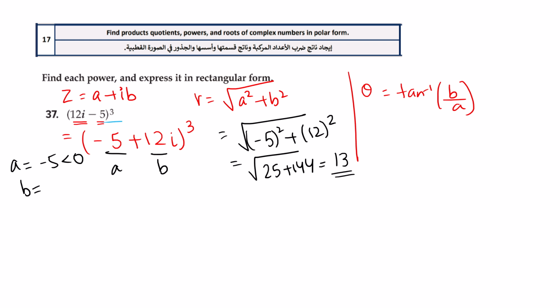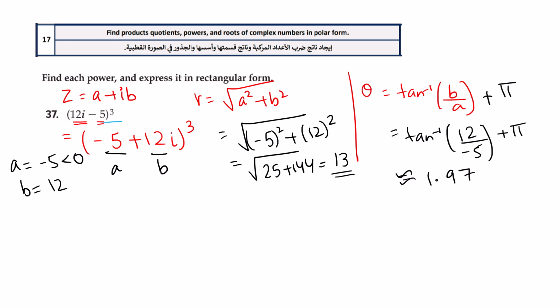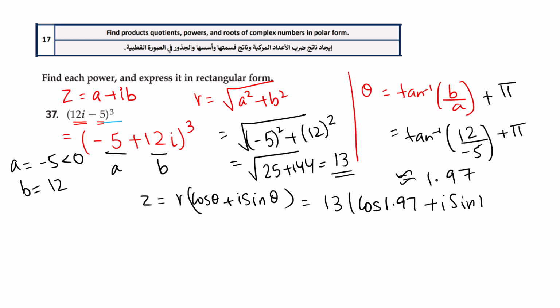Now for this question, if you see, your a is negative, it is minus 5. So whenever your a is negative, you have to add pi to get to the angle. So when I do that, I get tan inverse b is 12, a is minus 5, and then we add to this pi. If you use your calculator correctly, this will come out to be a decimal, approximately equal to 1.97. So now we are ready to write the polar form. So the polar form of the complex number is r cos theta plus iota sine theta. So let's put the value. R is 13, then cos 1.97 plus iota sine 1.97.